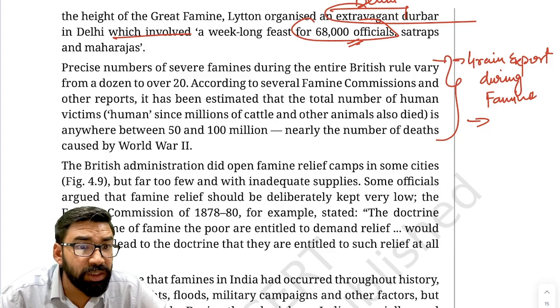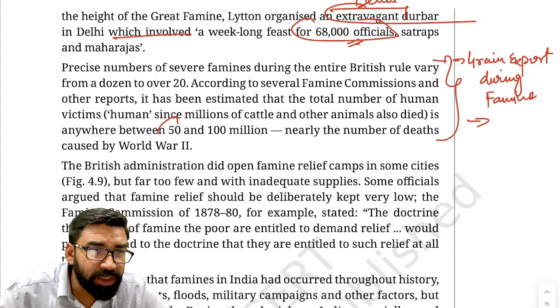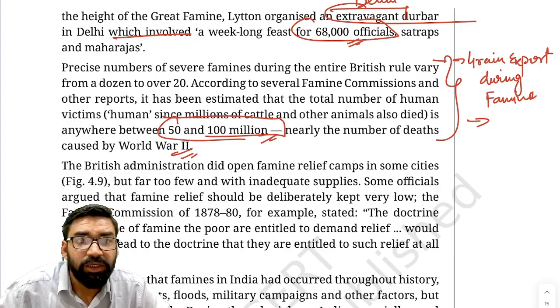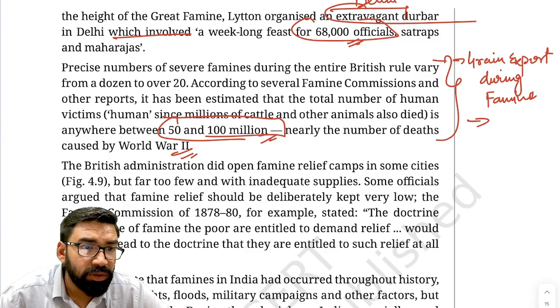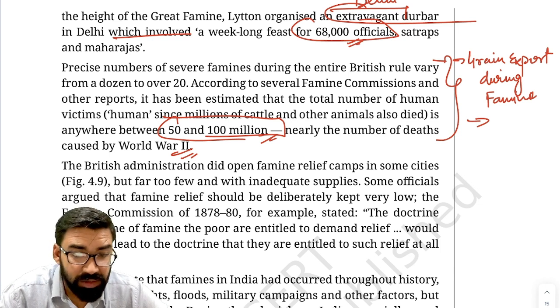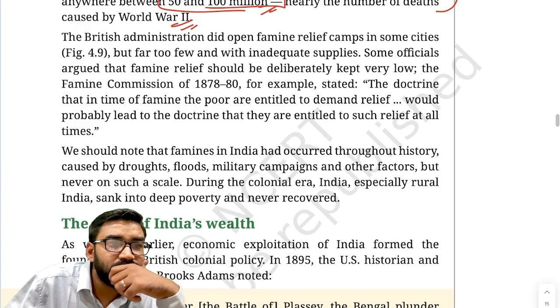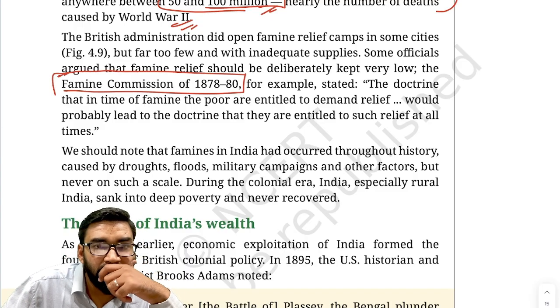Fine. This was the scenario, and total estimate death, as you can see here, 50 to 100 million number of deaths, nearly a death toll equal to the Second World War. इतने ज्यादा लोग मर रहे थे उस टाइम पे. Fine, these things were there, and in this scenario, one famine commission was created 1878 to 80. Clear?